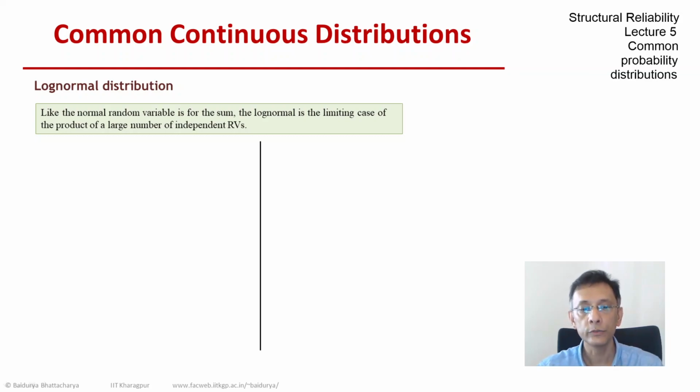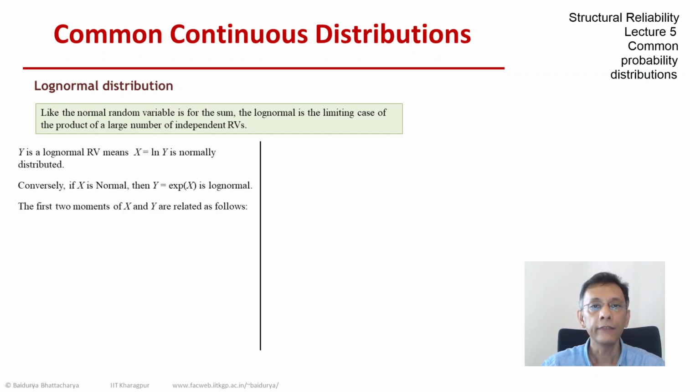The log-normal distribution is very popular in structural reliability, not only because the log-normal is the limiting form of the product of a number of independent random variables, just like the normal is the limiting form of the sum, but unlike the normal, the log-normal distribution is defined only for positive values, and for quantities like yield strength and compressive strength, it's the natural choice.